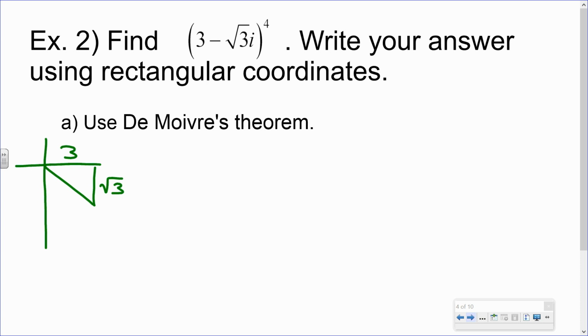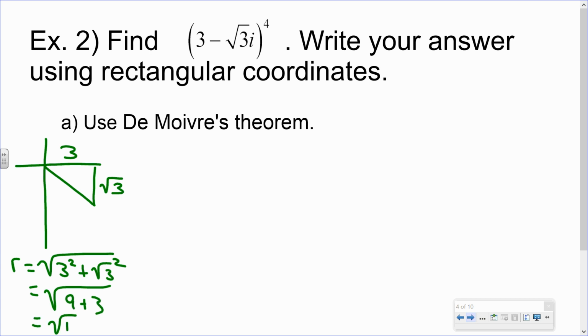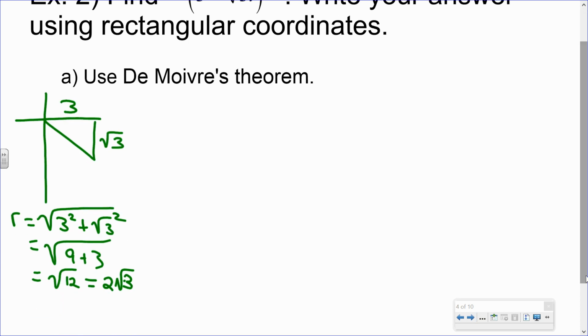So I need, let's see, help me out here. That means r needs to be the square root of 3 squared plus root 3 squared. So what do I have here? 9 plus 3, so root 12 or 2 root 3. Okay, and then for my angle, no calculator, because you don't need it.